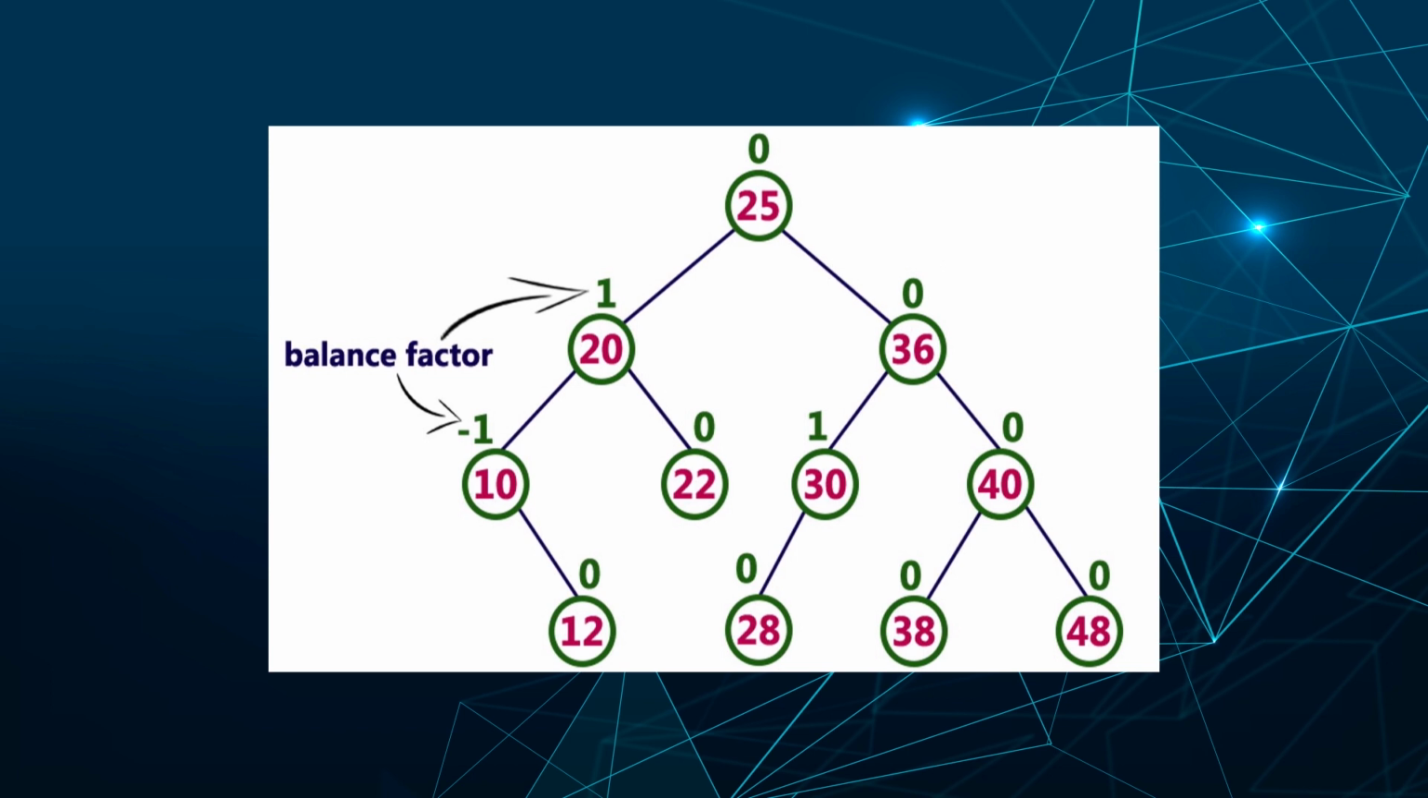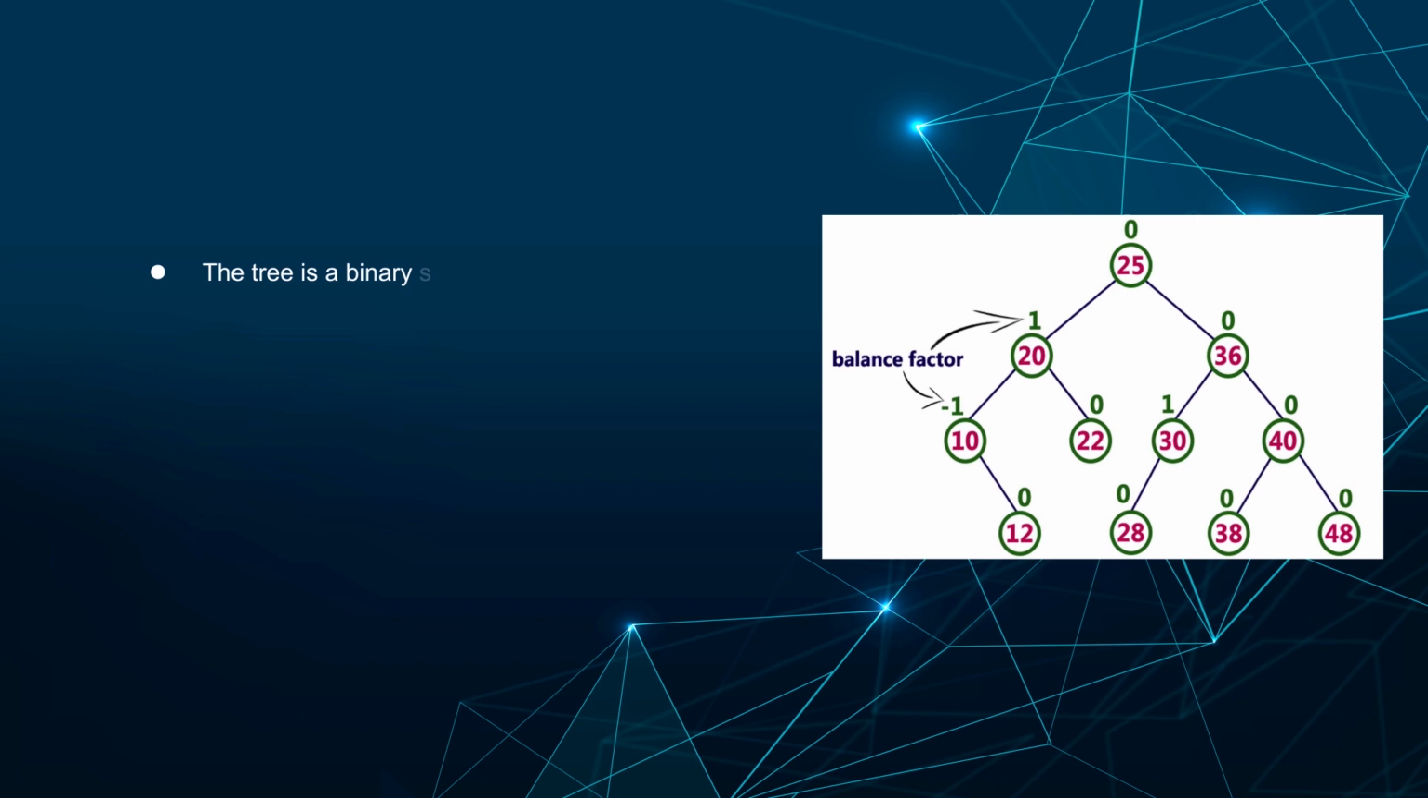So, the balancing factor of 25 is 0, which comes under the range, that is why the complete tree is an AVL tree. Although we have lots of nodes in this tree, the balancing factor of each and every node satisfies the property of AVL tree, because the range for an AVL tree is 0, 1 and minus 1. So, we can say this tree is called an AVL tree, or a balanced tree. The tree is a binary search tree and every node satisfies the balancing factor condition. So, this tree is said to be an AVL tree.